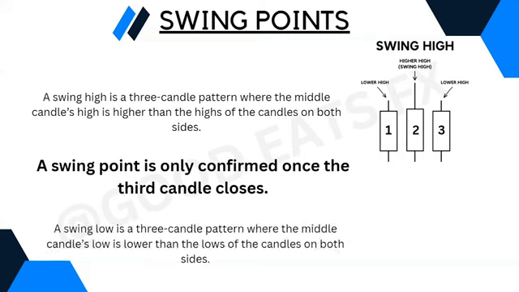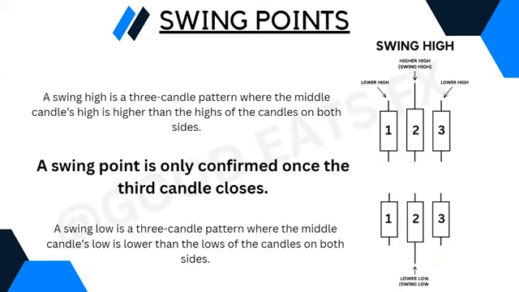The middle candle's low is going to be lower than the lows of the candles on both sides. So here's candle one. I want you to focus on the lows, because we're talking about a swing low. Here's candle two, and you can already see that the low of candle two is lower than the low of candle one. Then candle three's low is higher than the low of candle two. So there you have it: a lower low compared to candle one being higher and candle three being higher than candle two.